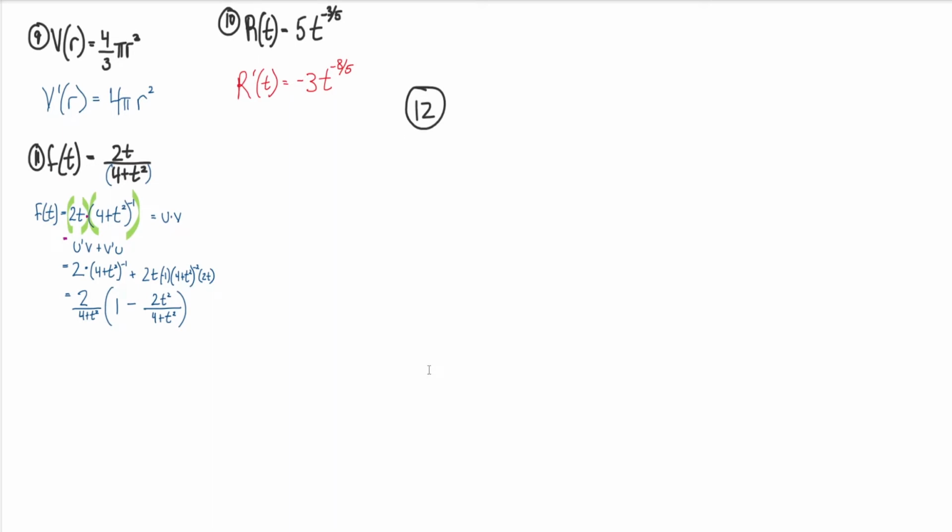So what was 12? Okay, so 12 is v of x is equal to 2x cubed plus 3 times x to the 4 minus 2x. Okay, so let's do this as a product rule, right?